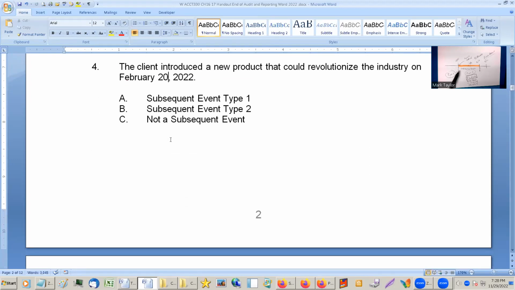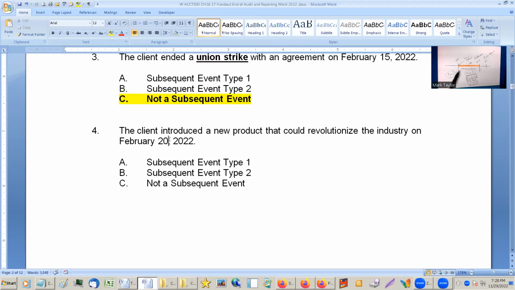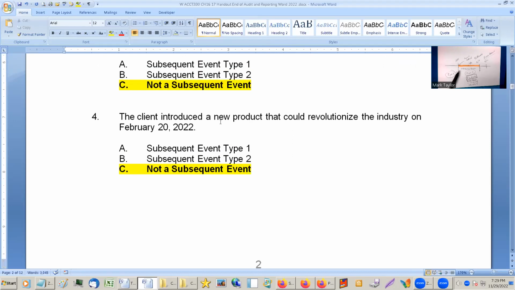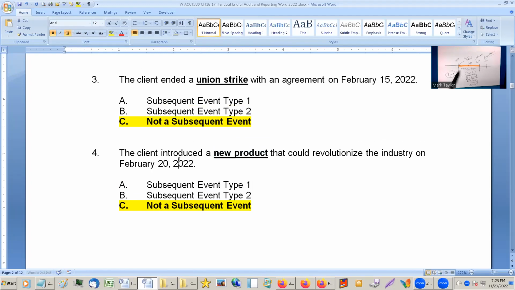Okay, client introduced a new product that could revolutionize the industry on February 20th, 2022. Actually, this would be C. Companies introduce new products and some of them are big, some are small, whatever it is. And quite honestly, if they do release something that's going to revolutionize the industry, we'll know about it and value it, whatever it's worth. But introducing a new product, having a union strike, these are not generally things that are going to change overall the financial statements.